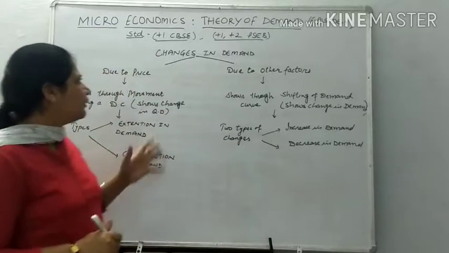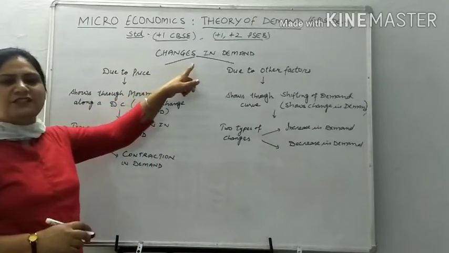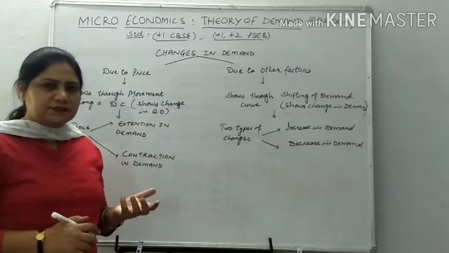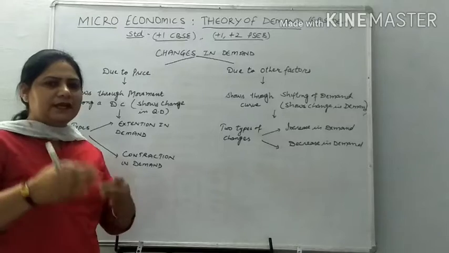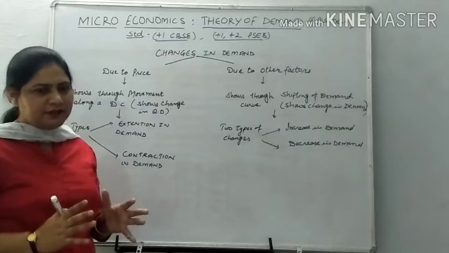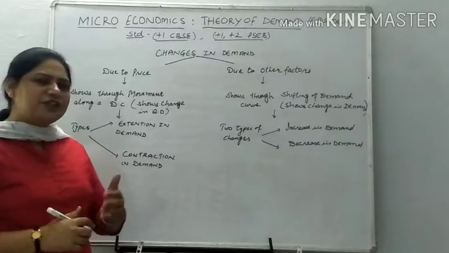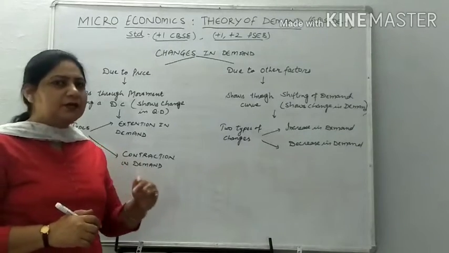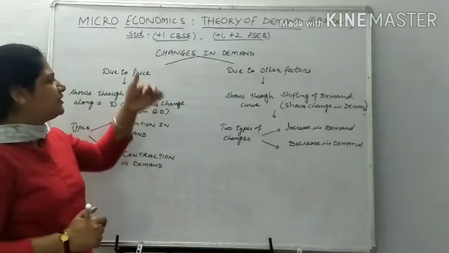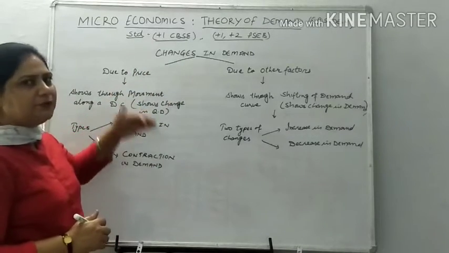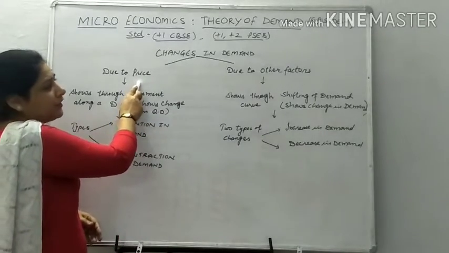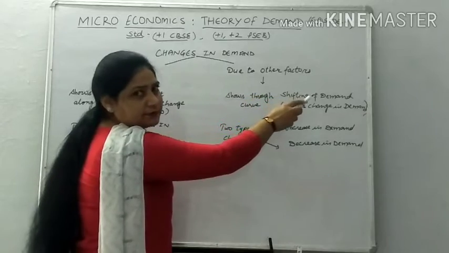Let's start our topic. There are always some changes in demand due to other reasons. There are so many reasons that can change the demand of a consumer, of a market, etc. Now we will see which types of changes in demand occur. There are mainly two types of changes in demand that we can see in microeconomics. Firstly, due to the price of the commodity, and secondly, due to other factors.